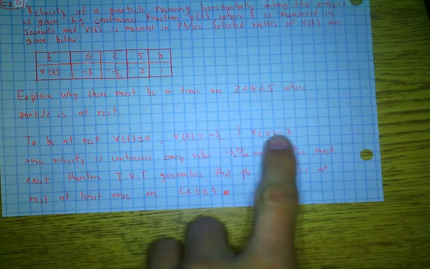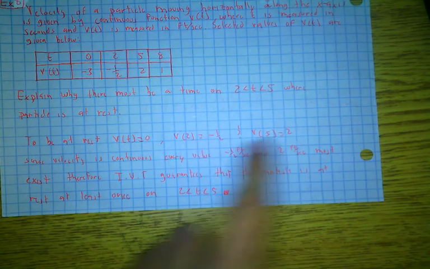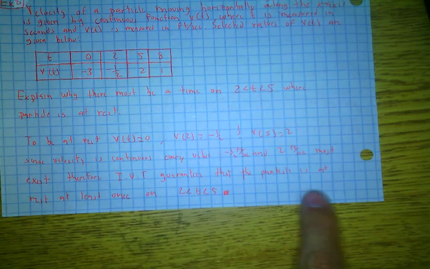So I put, to be at rest, I explained it: v of t has to be 0, right? So then I put the velocity is -1/2 at 2. The velocity is 2 at 5. Since velocity is continuous, every value between -1/2 and 2 must exist, right? Therefore, the IVT would guarantee that the particle is at rest at least once in that interval.